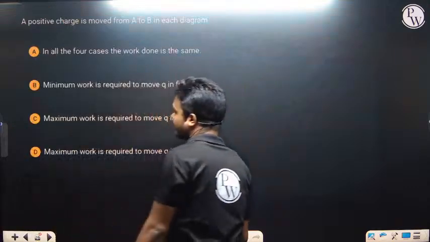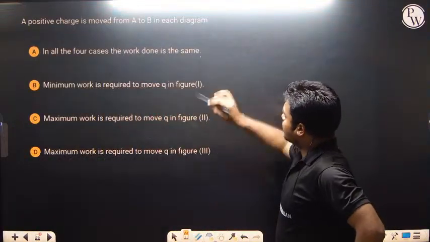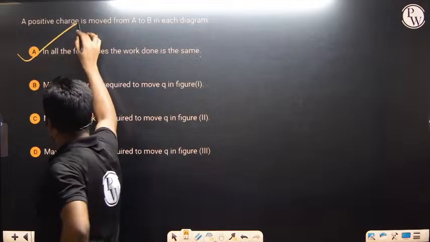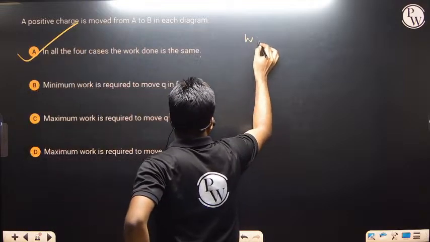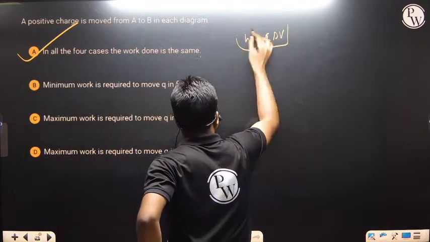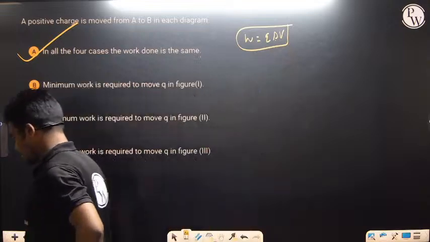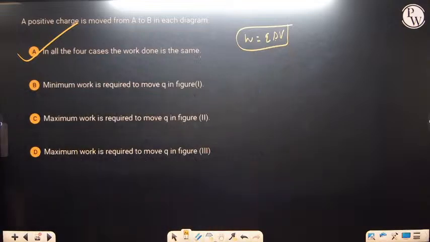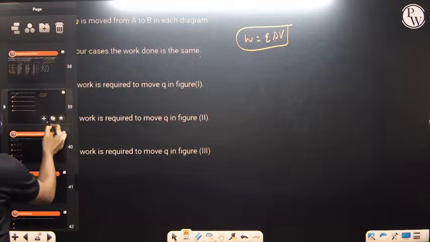Answer is which option here? The work done is the same in all four cases. Remember, this work done is given by Q multiplied by delta V, and delta V is the difference between the initial potential and the final potential, right?